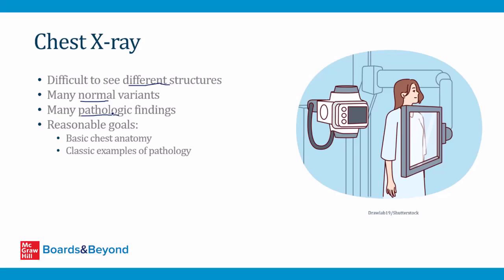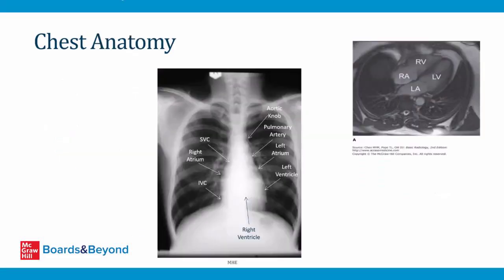So in my opinion, reasonable goals for medical students are to know basic chest anatomy by chest x-ray and know classic slam dunk examples of specific pathologies. And so that's what we're going to focus on in this video: basic chest anatomy and classic examples of pathology. Let's start by reviewing some chest anatomy.